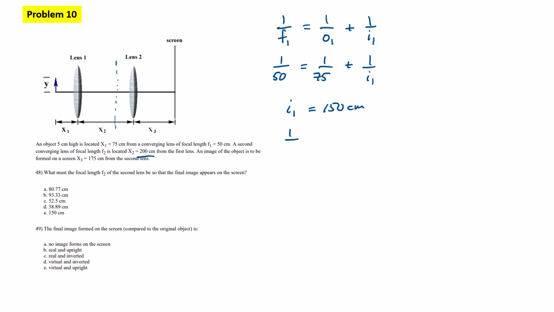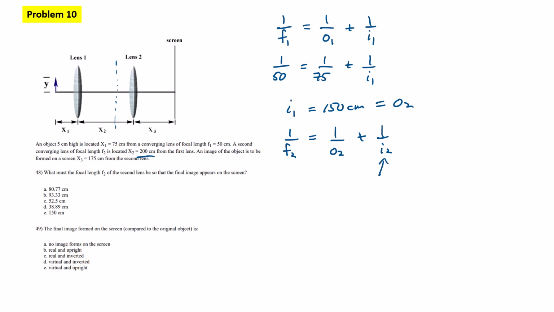So now I have to write down a second expression. 1 over f2 equals 1 over o2 plus 1 over I2. So this image becomes, guess what? The object 2, like this. So now if I substitute everything inside my second equation here, I could eventually solve for the focal length.